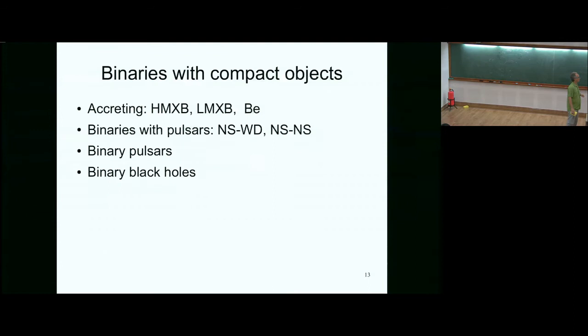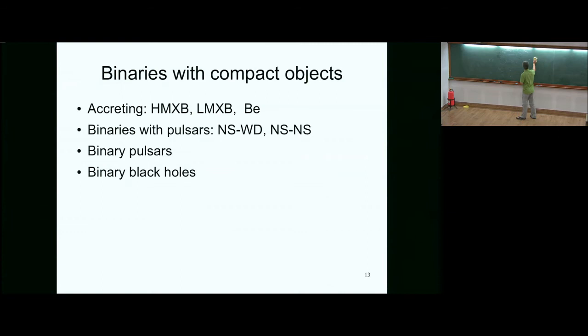Then we have binaries with pulsars that are neutron stars. Most of the pulsars in binaries come with white dwarf companions. There is, I think, one with a main sequence star and a few very interesting ones with double neutron star binaries. So these are the binary pulsars. There is actually one real binary pulsar where we see two pulsars, and the others are single pulsars with very likely neutron star companions. And recently we got several binary black holes. So let's start with the accreting ones.